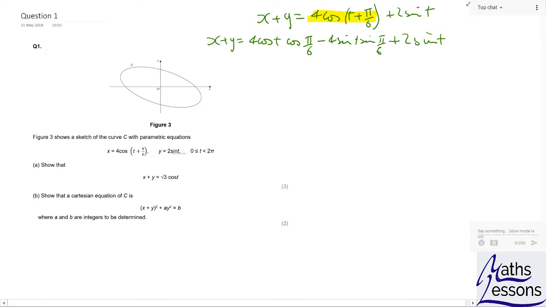So therefore I'm going to get x plus y equals 4 times cos of pi by 6, which is root 3 over 2, so it's going to be 2 root 3, 4 times root 3 over 2 cos t.